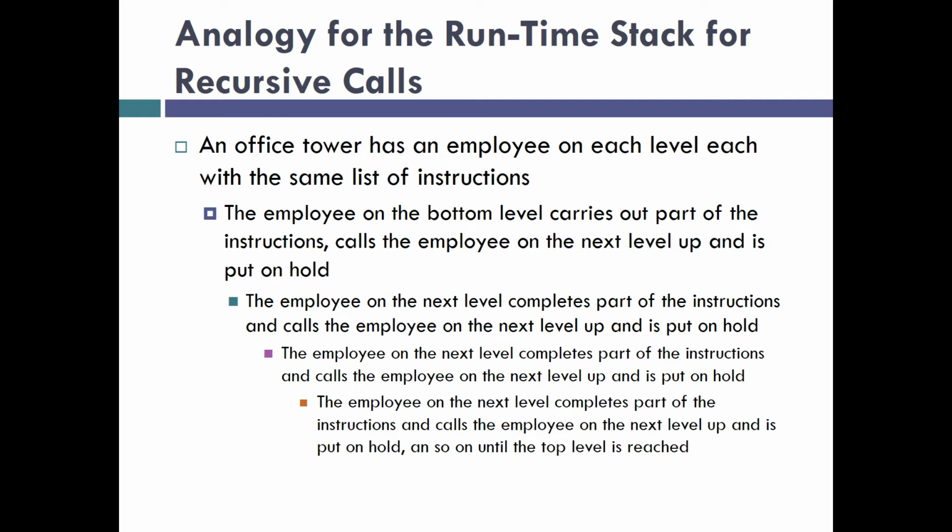And the guy on level 2 goes, okay, give me a sec. I'm going to put you on level 1 on hold. And then he does his part, calls the guy on level 3, says, here's your instructions. And the guy on level 3 goes, okay, hold on, I'm working on it. I'm going to put you on a brief hold. Then he calls level 4, and so on and so forth, until you get to the top level. Is this making sense so far?